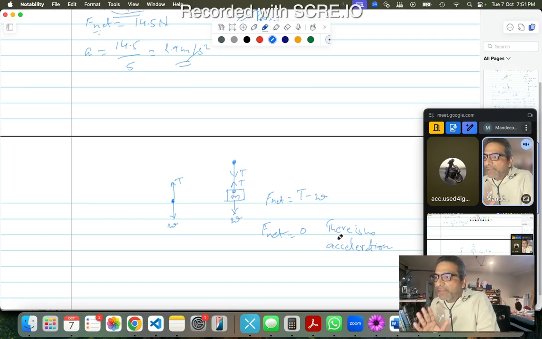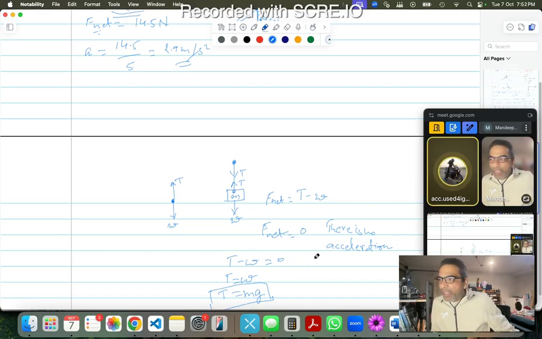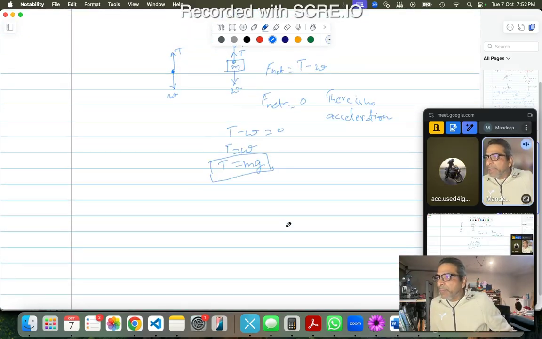There is no acceleration. So that means the tension minus W equals 0. That means the tension is equal to W, right? The weight, and we know the weight is mg. So this is the way we are doing the calculation of the tension in a rope. Okay, from here, let's take that example.